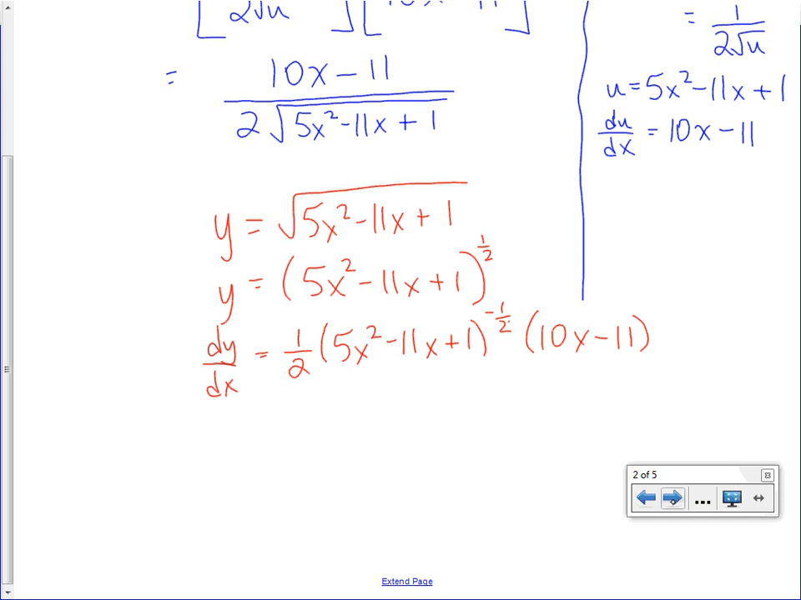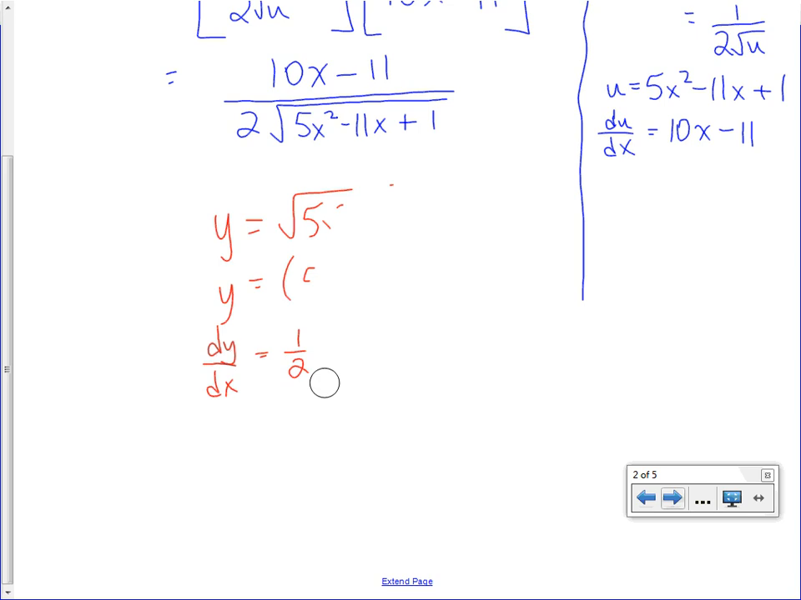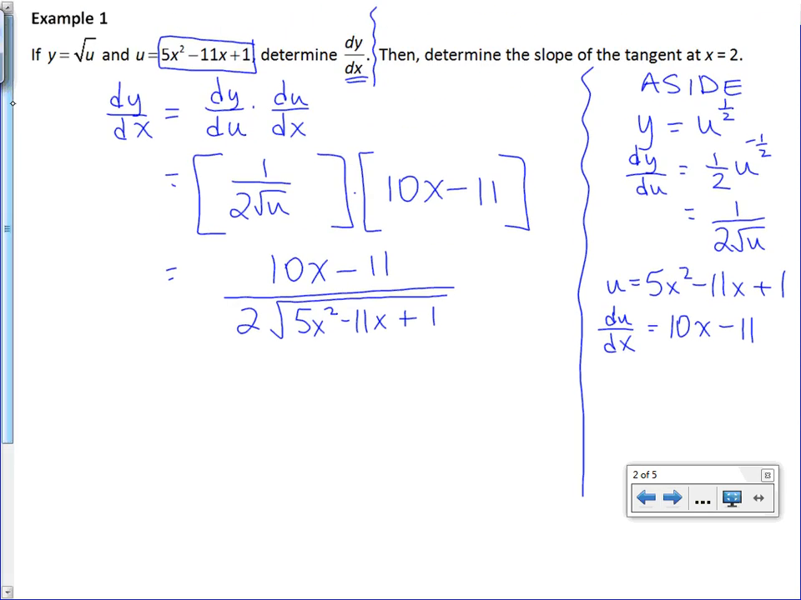What if it got more complicated, right? Then you might find it a lot easier to work with two smaller complicated things than one giant, really complicated thing, right? So that's the idea here. You have correctly answered the first part of this question by finding dy by dx. And then the question said, then determine the slope of the tangent at x equals 2. Is that an easy question to answer now? You have the derivative. What's the next part?